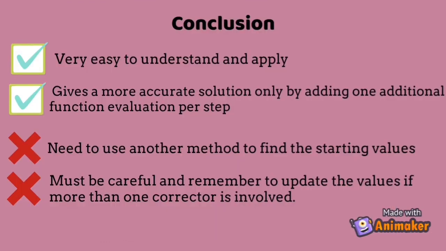In conclusion, we can say that the Adams predictor and corrector method is very easy to understand and apply. It also gives a more accurate solution only by adding one additional function evaluation per step. However, we need to use another method to find the starting values and must be careful to update the values if there are more than one corrector involved.